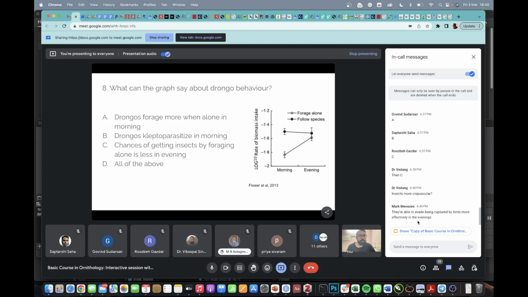Okay. So yes, Vedang says insects are more crepuscular. They're able to evade being captured by birds more effectively in the evening. Wow, okay, that's an interesting theory. Insects aggregate in particular places in the evening. Okay, so everyone's focusing on the evening part, but not in the morning part. So basically, insects are not very active in the morning. That could be the simpler reason, right?